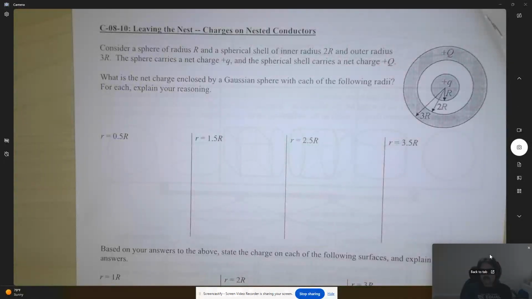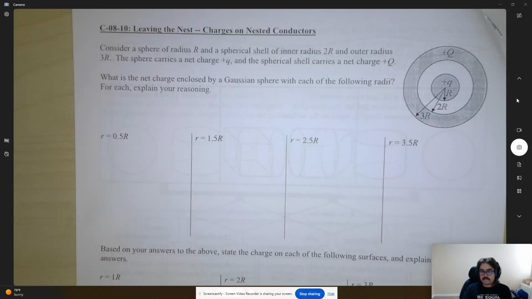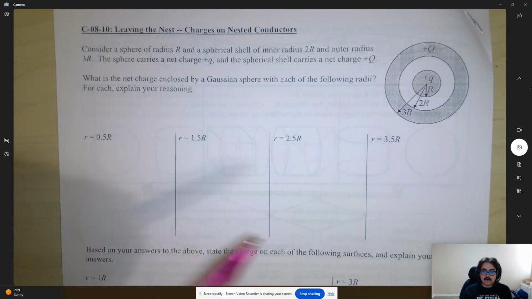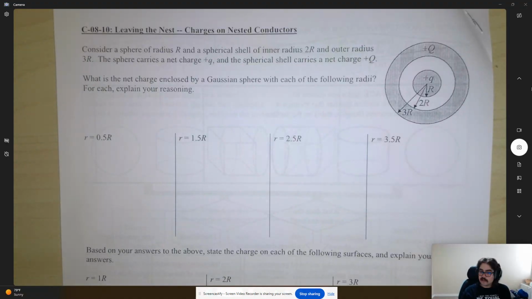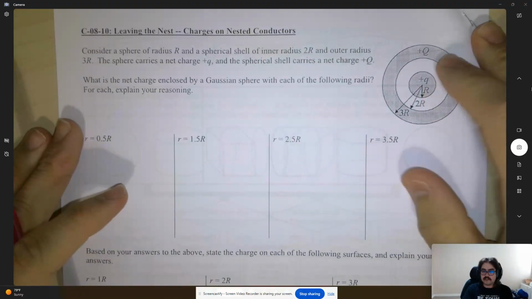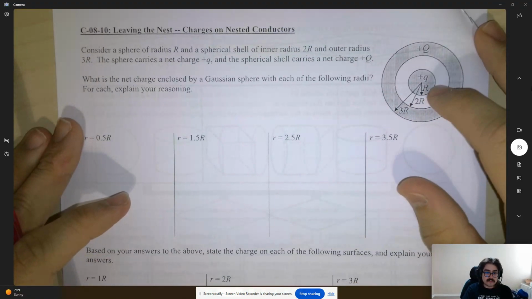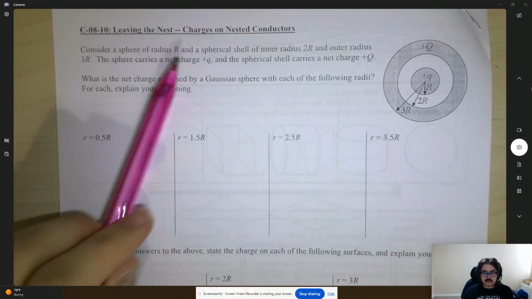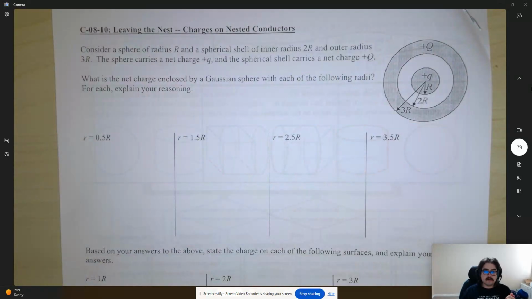All right. This is the last section, charges on nested conductors. This is going to be about where you have something called a nested conductor, which is where you have a shell maybe around another conductor. And so it's nested within the shell, right?